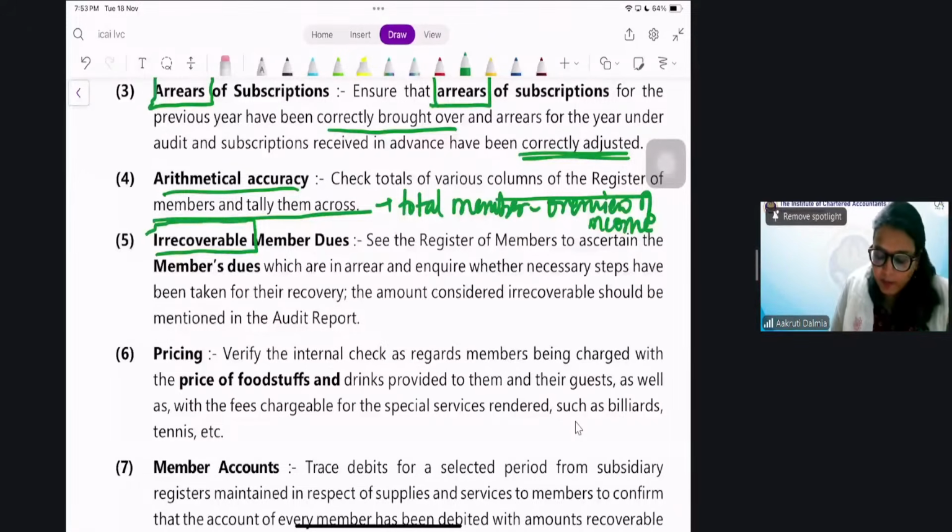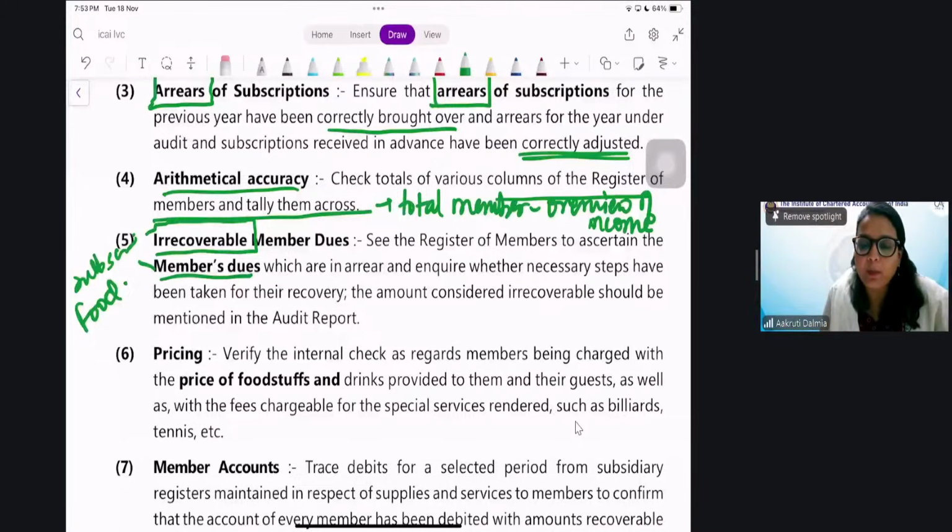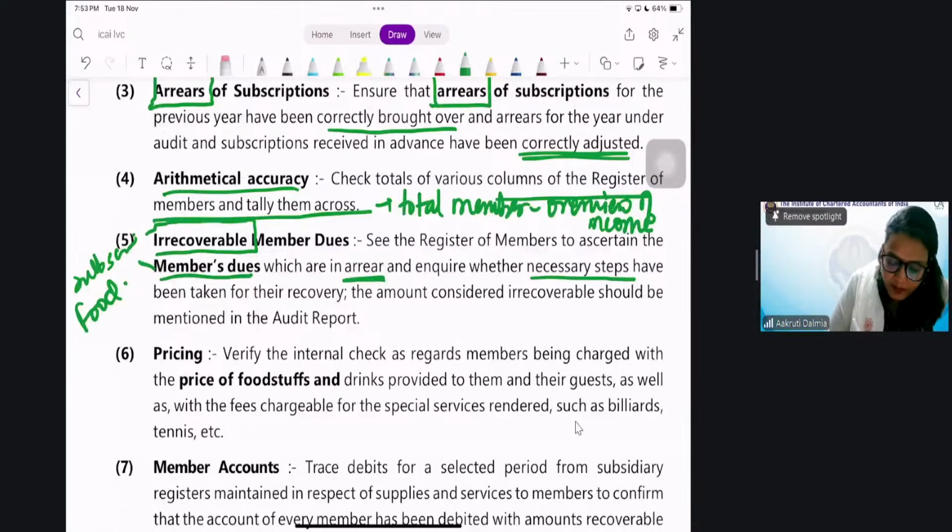So irrecoverable member due, see the register of members to ascertain members' dues. Now this due can be due to subscriptions. Suppose you ordered some food and then you did not pay. You told, okay, I'll pay. You collect my money, I'll clear once in a week. So that you didn't clear. So that also becomes a member's due. So which are in arrear, and inquire whether necessary steps have been taken for the recovery. If it is irrecoverable, mention in your audit report.